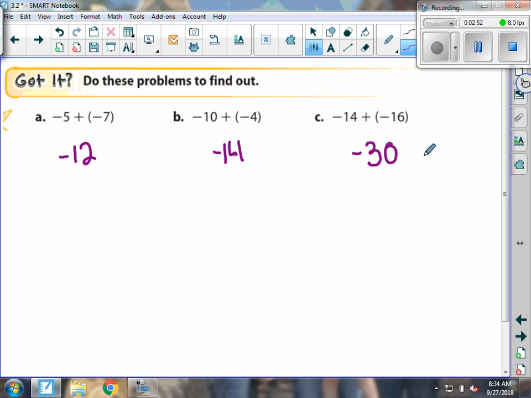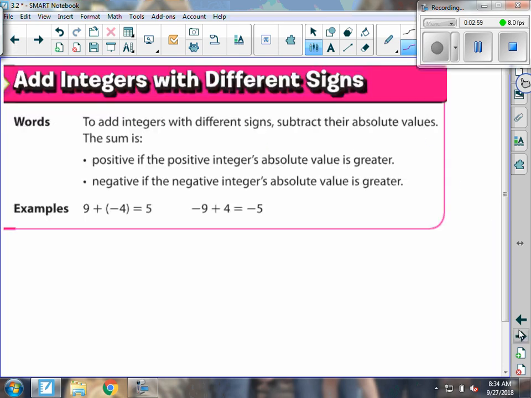So it's pretty easy. When your signs are the same, you just add them, because it's an addition sentence. If our signs are the same, we add them. But what about if our signs are different? If we have one positive and one negative, then we have to find the difference. And what we're going to do is find the difference of the absolute values.